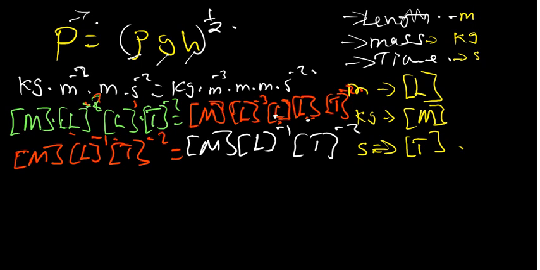So if we check here, we have got M, L to the power negative 1, t to the power negative 2 on both sides. So meaning this is dimensionally correct. So this is how we are supposed to check. Okay.